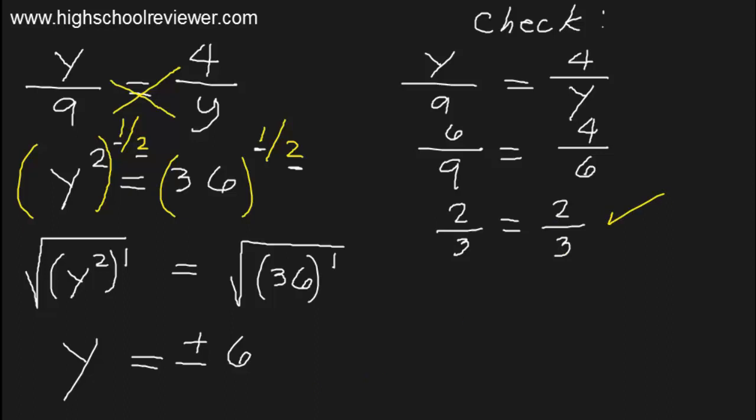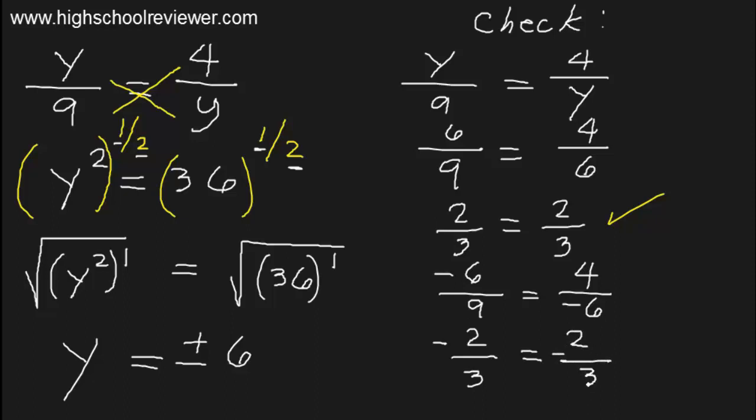Let us now check y equals negative 6. So this will be negative 6 all over 9, and 4 all over negative 6. Negative 6 divided by 3 is negative 2, and 9 divided by 3 is 3. And 4 divided by 2 is 2, and negative 6 divided by 2 is negative 3. So therefore, y equals negative 6 is also correct.